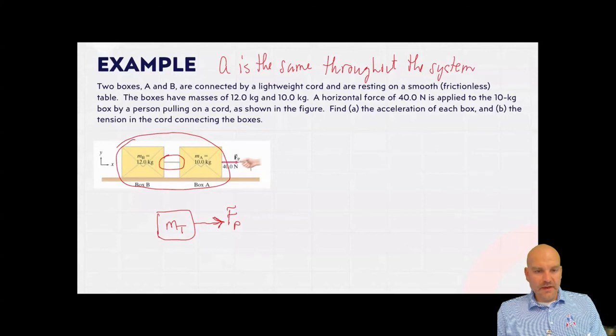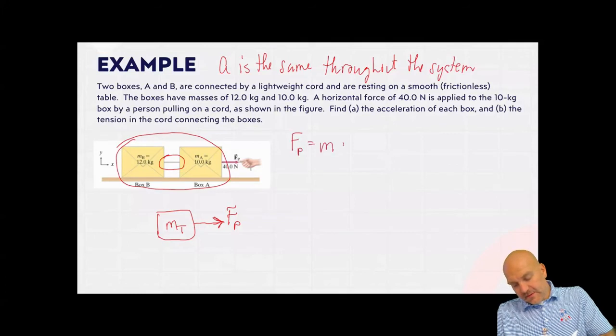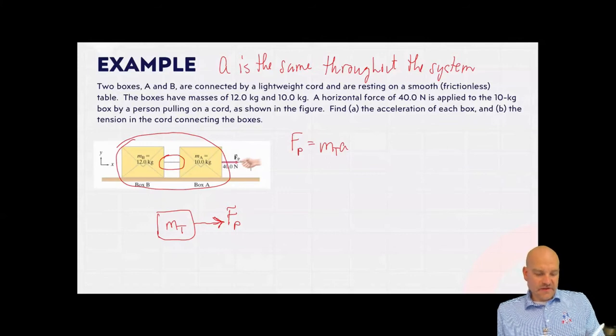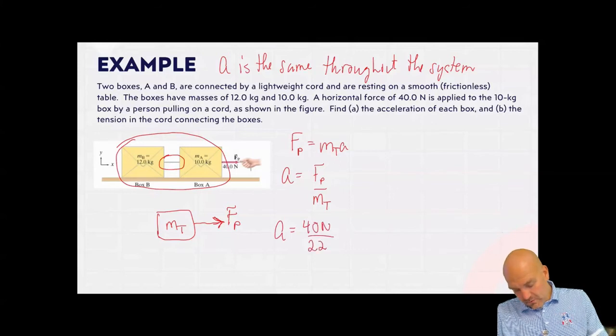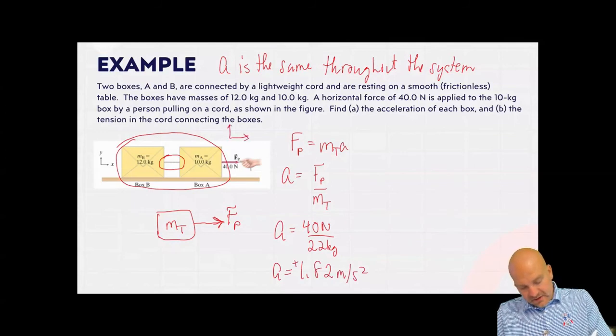So this will allow me to solve part A pretty easily, because when I sum the forces, I only have a pull force, which is going to equal M times A. Now understand that it's the total M, okay, not just the individual M's. So I would say acceleration is F_P over M_T, and so A will be 40 newtons over my total mass, which is 22 kilograms, and so my acceleration would be 1.82 meters per second squared. And that'll be positive, because make sure you establish positives and negatives by simply putting down coordinate axes.